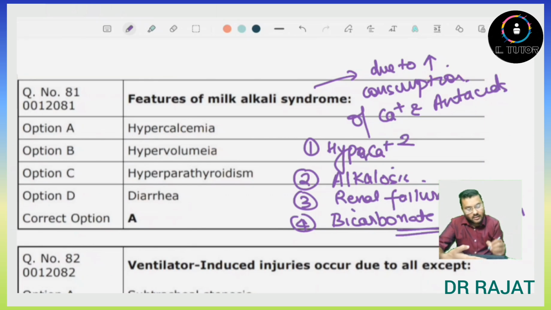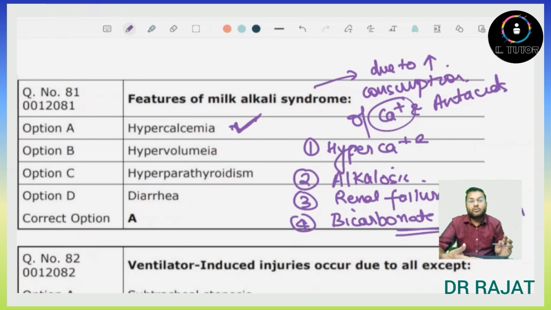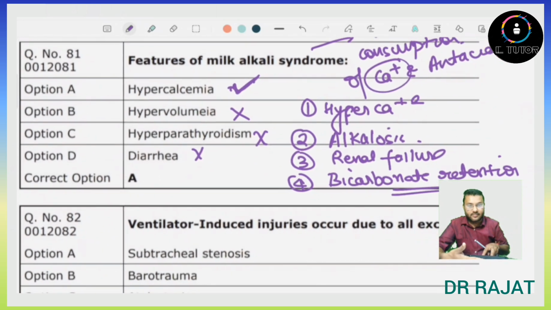Sorry, hypercalcemia is there because it occurs due to the increased consumption of calcium. So hypercalcemia. Now if we talk about the options, the first option is hypercalcemia. This is true. Hypervolemia, no; due to the increased consumption of these calcium and antacids, a hypovolemia-like condition will be there. Hyperparathyroidism is also false because calcium is increased, so parathyroid hormone will decrease. And diarrhea, no. So the answer here will be option number A, hypercalcemia. Another feature we have also seen is that alkalosis, renal failure, and bicarbonate retention will be there.